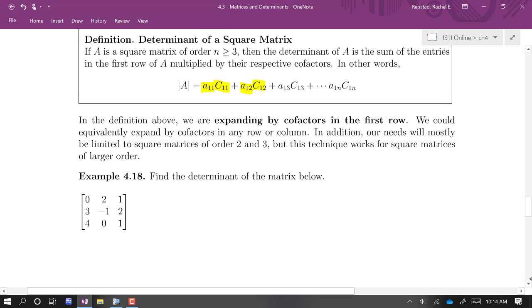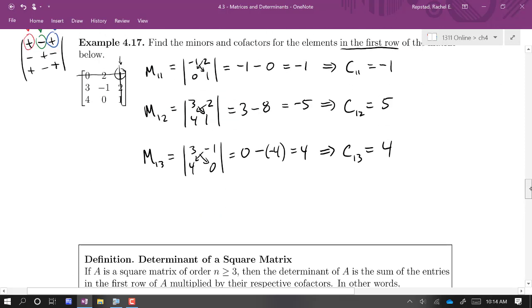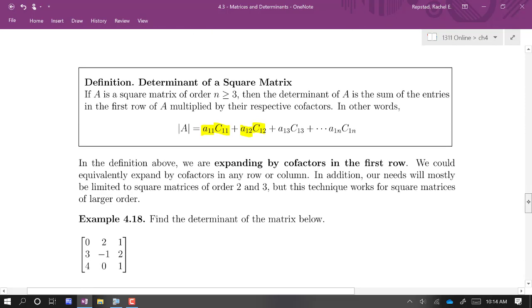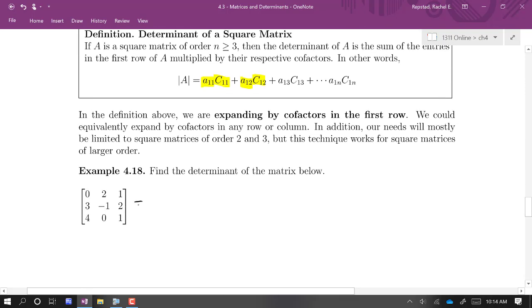Here we have now a matrix. It's the same one that we just found these cofactors for. And we're being asked to find the determinant. We're going to do this in two ways. We're going to do this by using those cofactors and this formula in this definition. And then I'm going to show you how I streamline the process just to get the determinant of a 3 by 3.